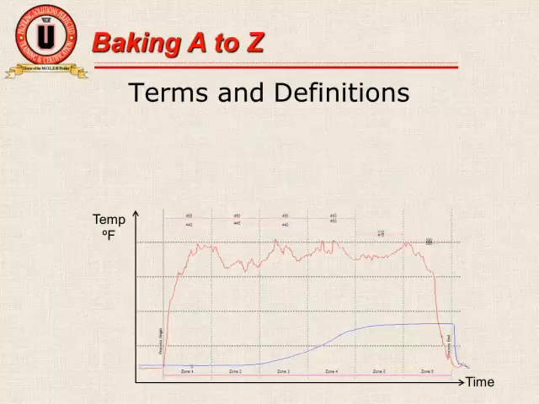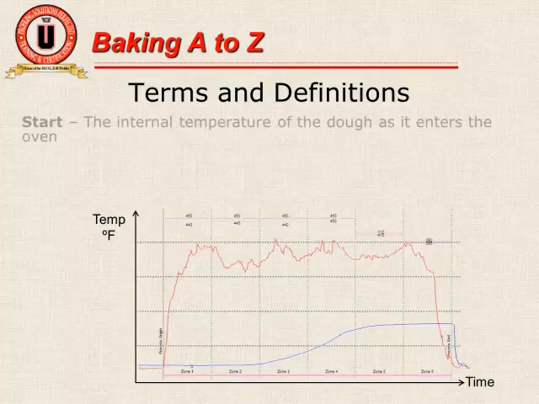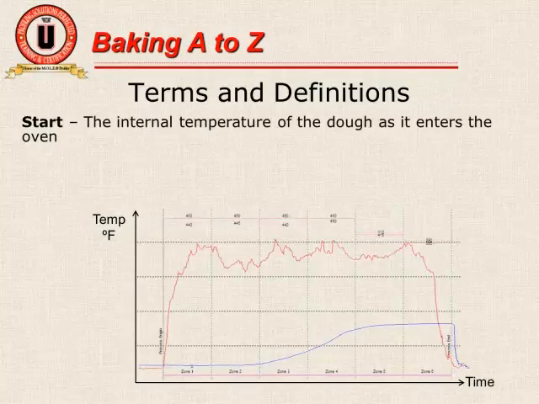Some additional terms are things that we pull from the profile once it's been taken. It includes the start, or start temperature. It is basically the internal dough temperature as it enters the oven, or as it exits the proofer in most cases. This is an important measure to make. You don't want to be too warm or too cold as you come out of the proofer.